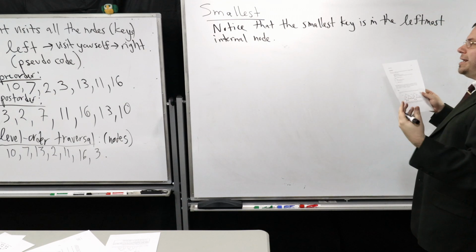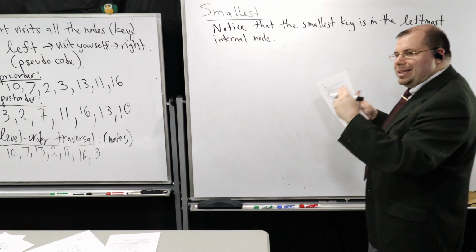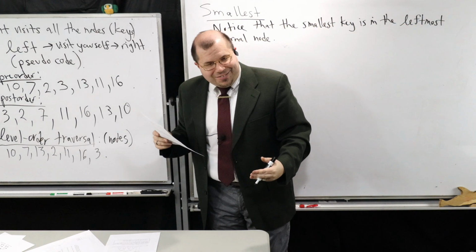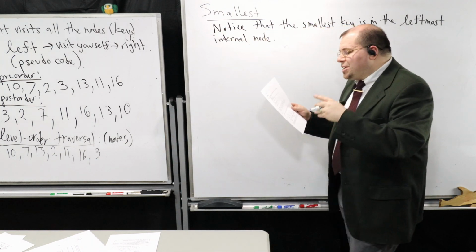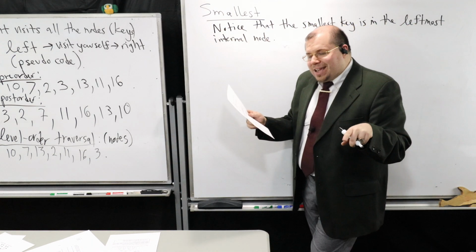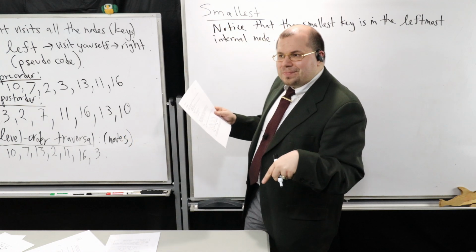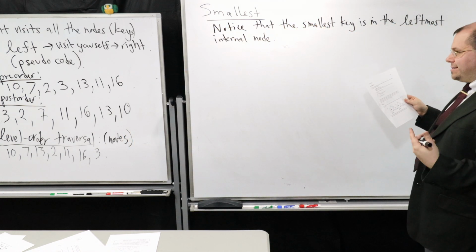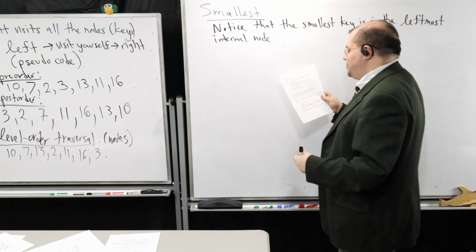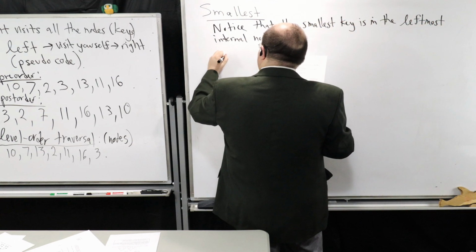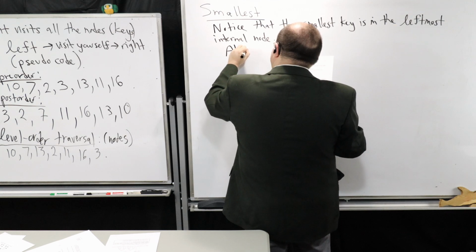So all we need to do is just keep going left as far as we can, right? I'm just going to keep going as far left as I can until I hit a leaf node, because I can guarantee the leaf node exists because it's a proper binary tree. So here's the algorithm.